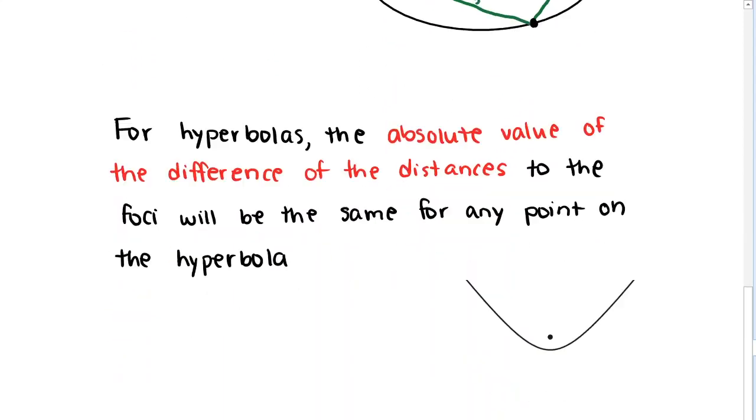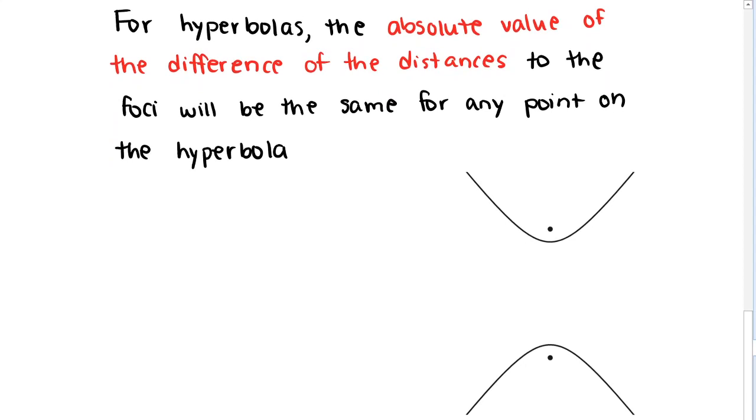So for hyperbolas, actually the differences between the distances of the points and the foci will give us the same value up to a sign. And so we say that the absolute value of the difference of the distances to the foci will be the same for any point on the hyperbola.